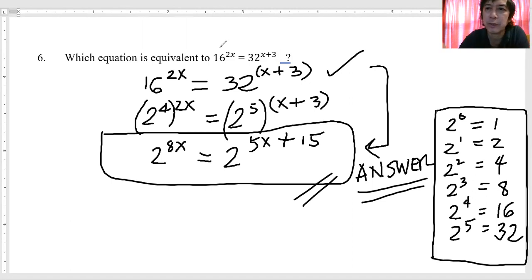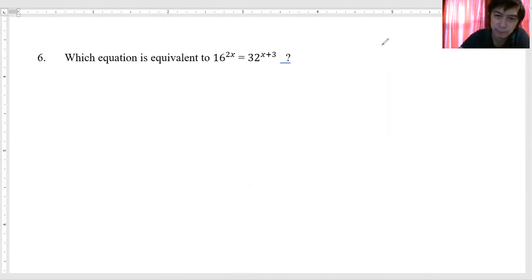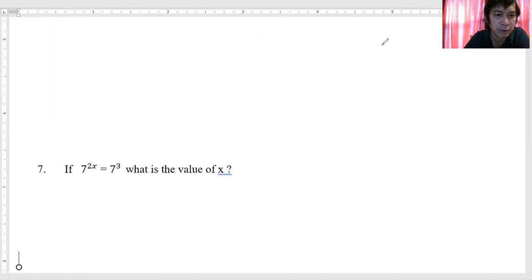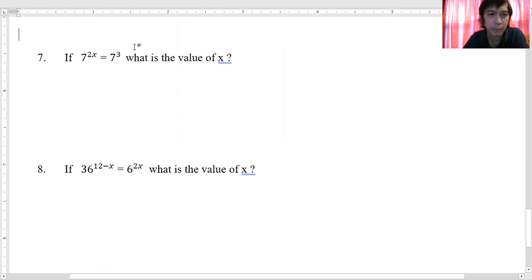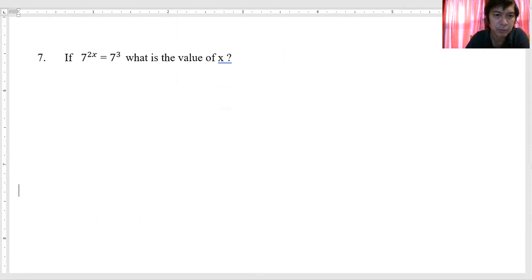All right, let's continue with number 7. Let me put 7 up and move 8 downwards. There. Here's the question for number 7. If 7 raised to 2x equals 7 raised to 3, what is the value of x?